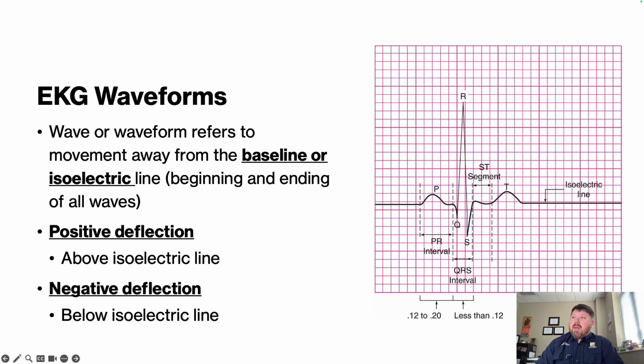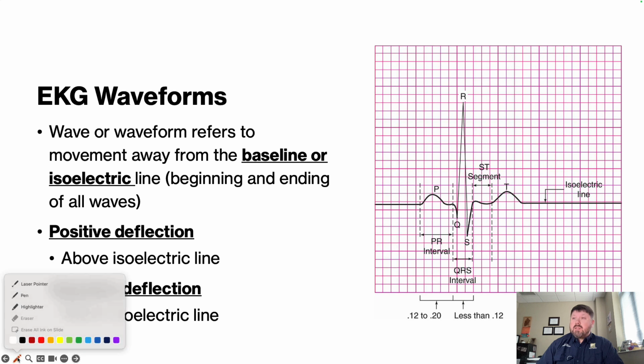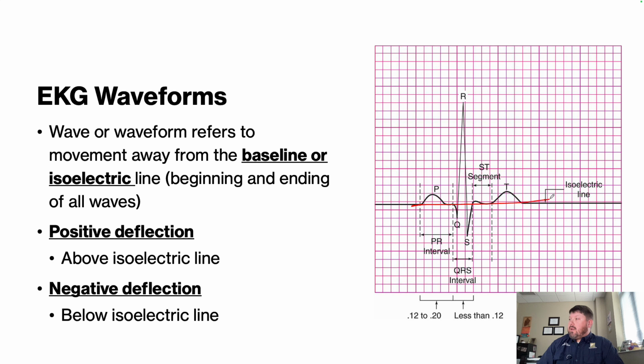If you've got a waveform that is above the isoelectric line, then that's a positive deflection. That means that the conduction is traveling towards that positive lead or that positive electrode. If you've got a waveform that is below the isoelectric line, that is a negative deflection, which means that the lead that you're viewing at that moment views that waveform as traveling away from it. And again, you've got your baseline, which is your isoelectric line, which is really the point of the beginning and the ending of all waves.